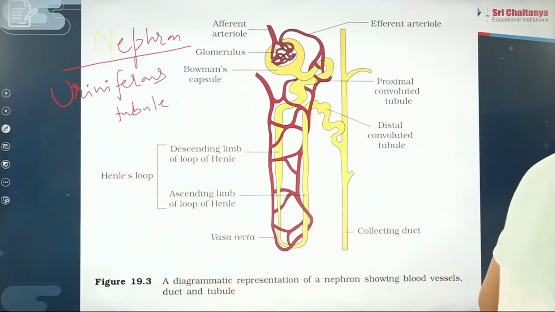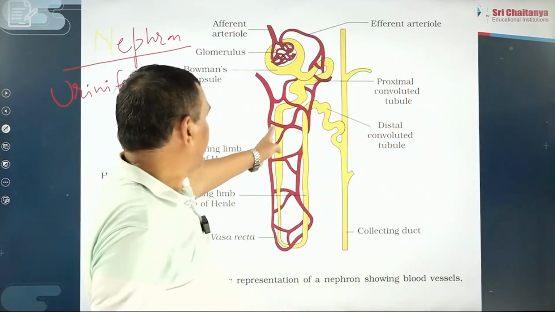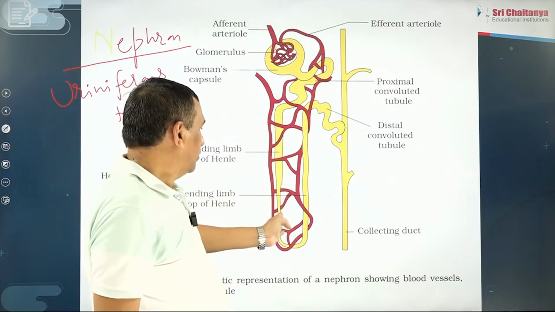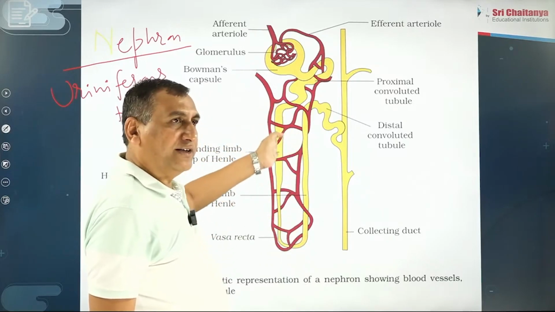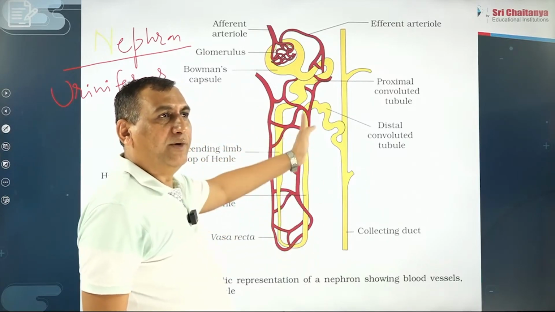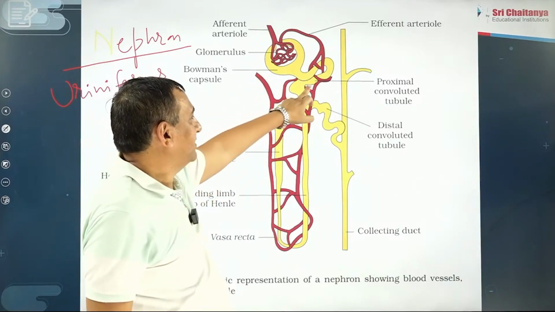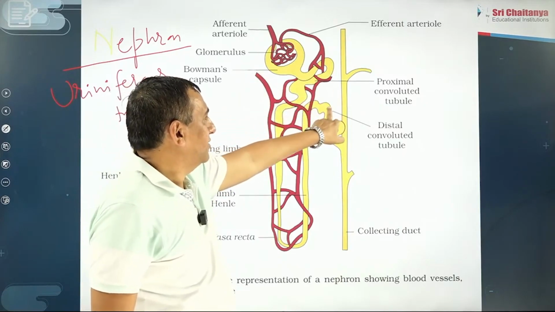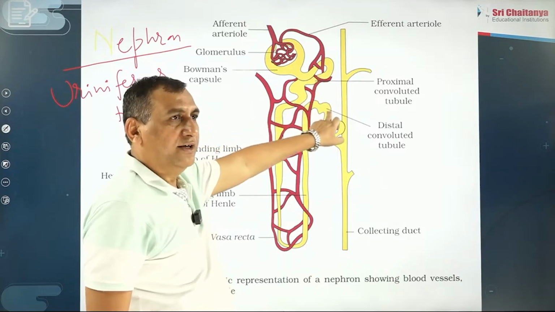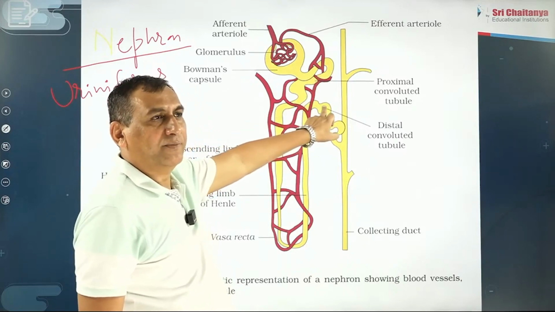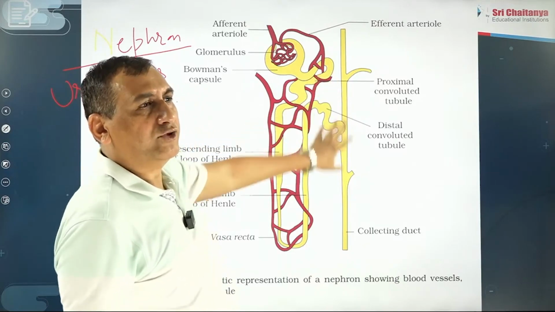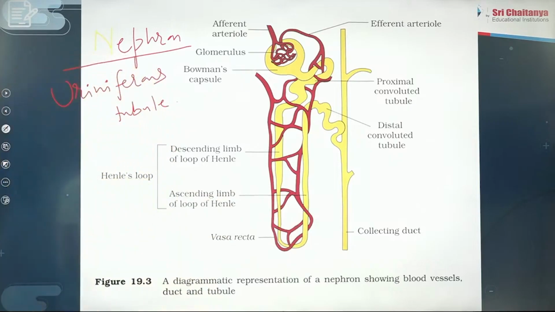Loop of Henle, Tanmay, the loop of Henle is a part of the nephron. There are two limbs of the loop of Henle. One is coming down, descending, and one is going up, ascending. Dikshita, you said PCT, DCT. Proximal means nearer, and distal means away. So remember that proximal tubules are there and distal tubules are there.